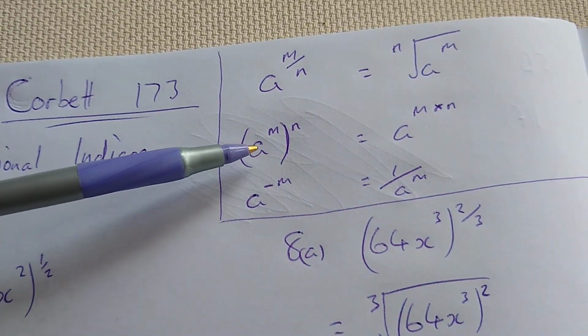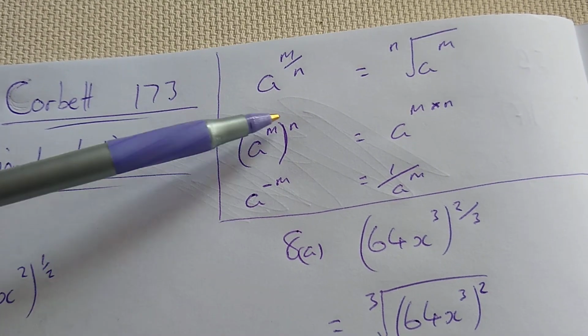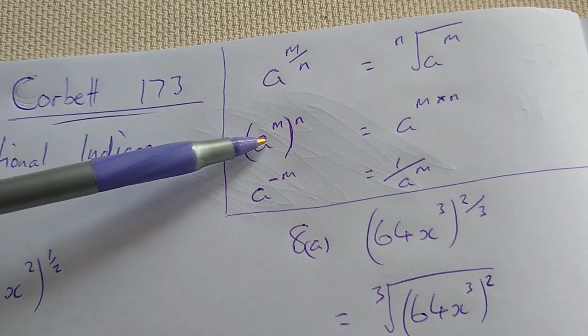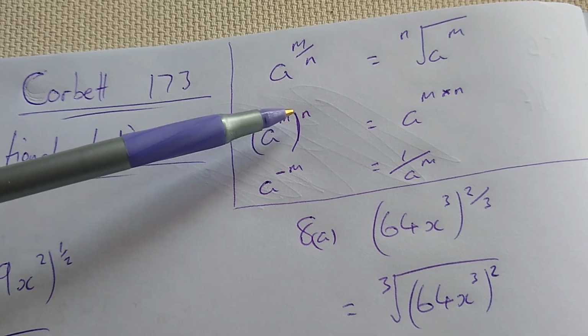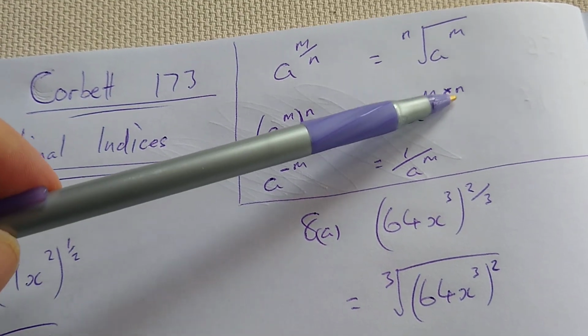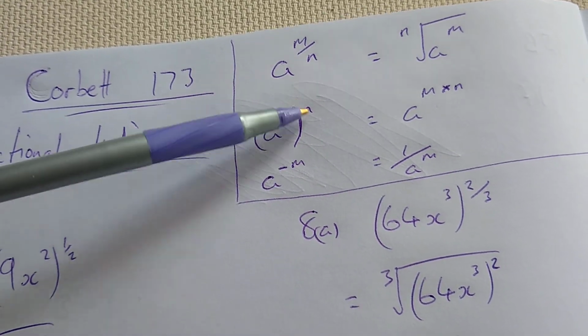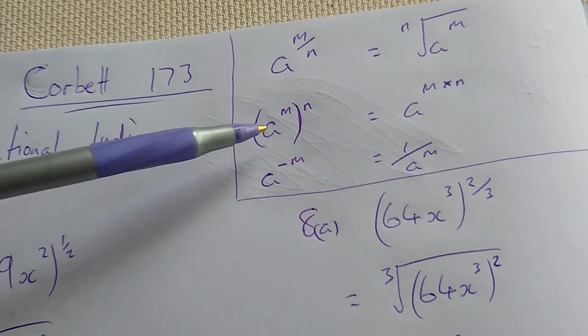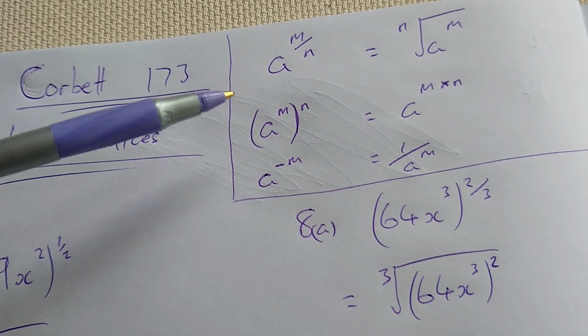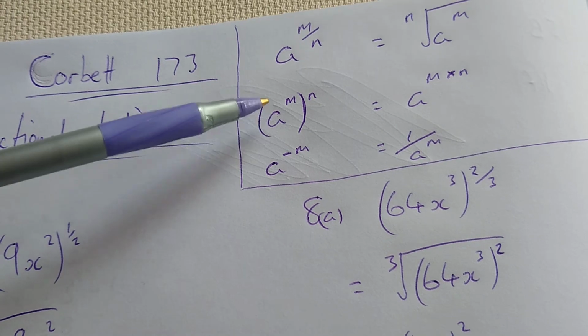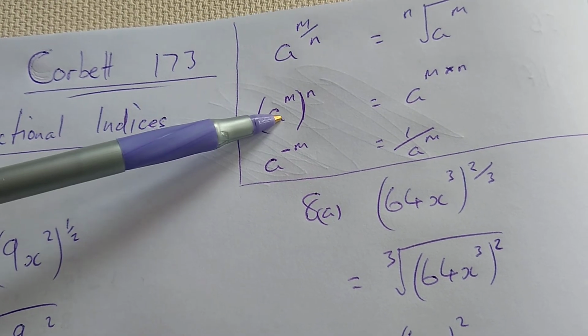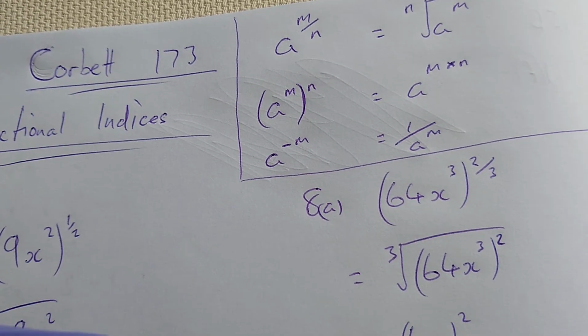Second rule we'll be using, a to the power m, all to the power n. So here we can just multiply these two together, a to the m times n. So say we had a cubed, all squared. Remember, if we're squaring, we multiply by itself, so it'll be a cubed times a cubed, which is a to the 6. Or we could do a to the 3 times 2, which is a to the 6 as well.